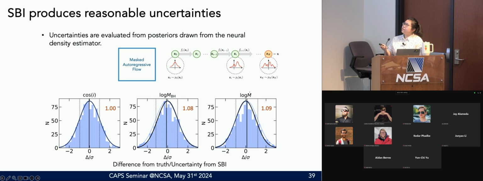And so this is the invertible network I was talking about. You can draw posteriors from this to go back to the original black hole parameter and see how wide the uncertainty is. Here I'm plotting the difference between the prediction and the truth, over the uncertainty provided by SBI. And you see all of these histograms are basically consistent with a Gaussian of unity width. So this means that our SBI algorithm is actually producing reasonable results.